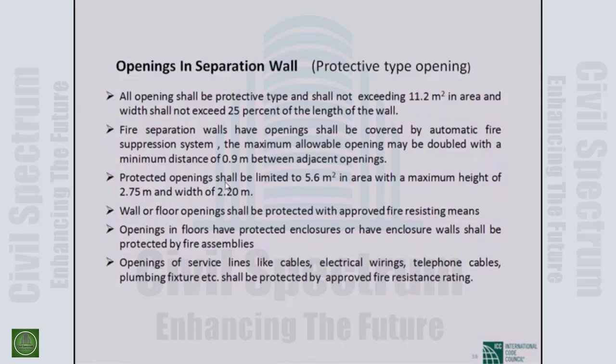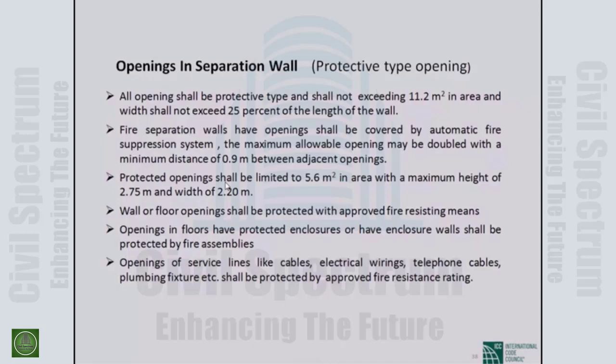So you have some idea from here. So how much distance you will maintain between these two detached buildings and how much opening is allowed. But it is an idea, but you can find the detail in the IBC. Protected opening shall be limited to 5.6 meters square area with a maximum height of 2.5 meter and width of 2.2 meter. Wall or floor opening shall be protected with approved fire resistant means.